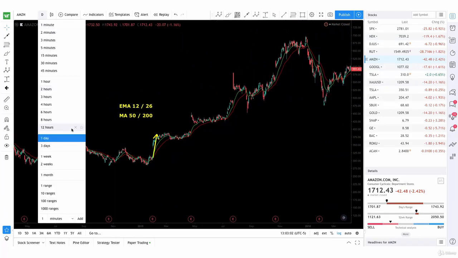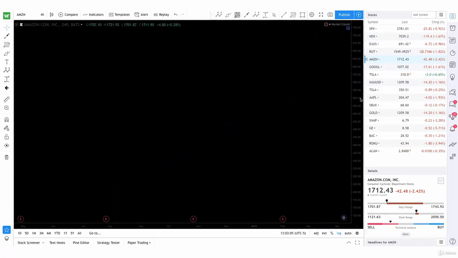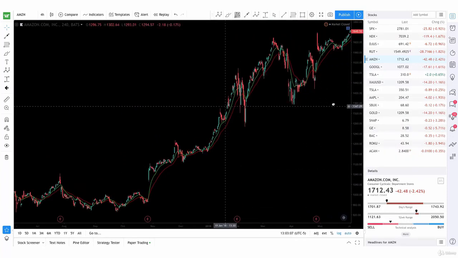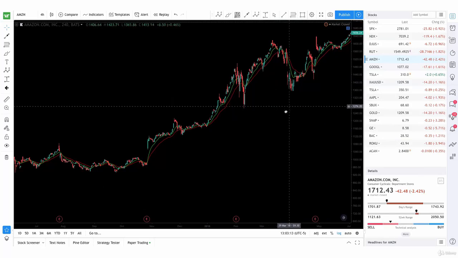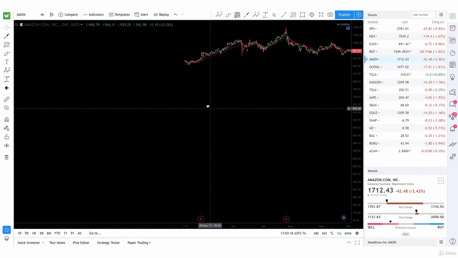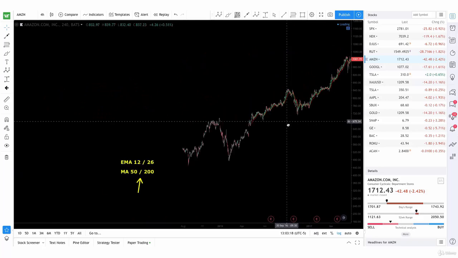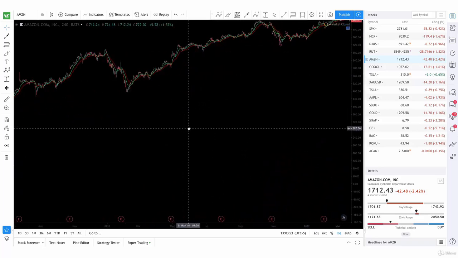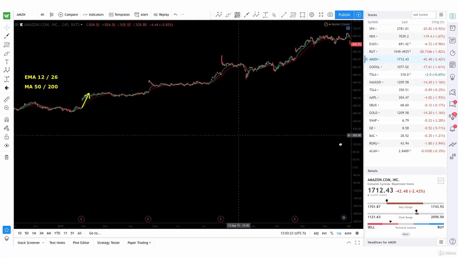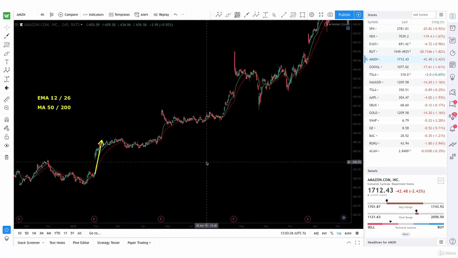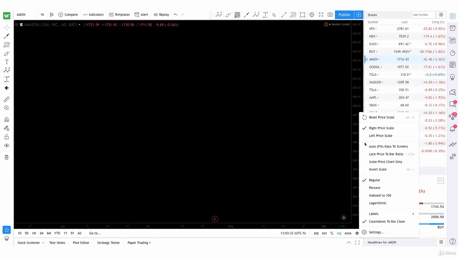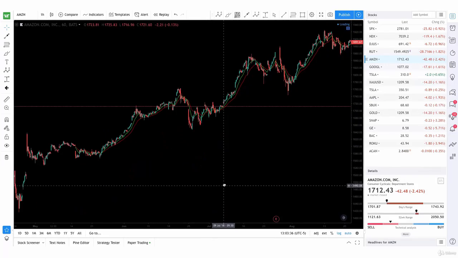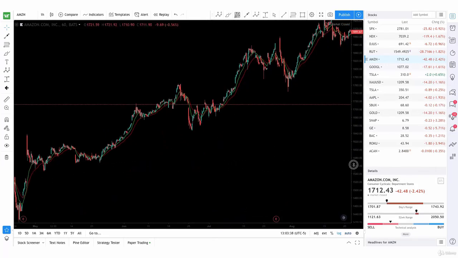You can also look at 4 hours, to see if it can give us more signals. For example, let's start off right here. If you're going to utilize a bigger time frame like a daily, it's more like a swing trade. And if you go lower, like hourlies or shorter trades, it's going to give you more trading setups.